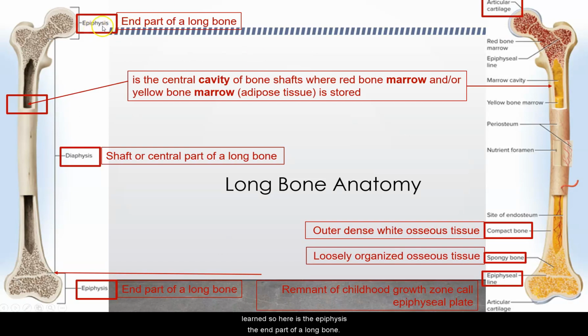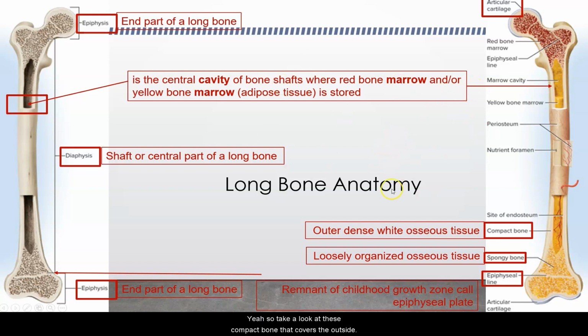So here is the epiphysis, the end part of a long bone at the tops, the proximal and the distal. The diaphysis is the shaft or the central part. Inside of this hollow cavity is the medullary cavity, or the marrow cavity, the central cavity, and red bone marrow and/or yellow bone marrow is stored here. Again, there is articular cartilage covering the ends, the epiphysis, and here are the nutrient foramina where blood vessels are able to penetrate into the bone.